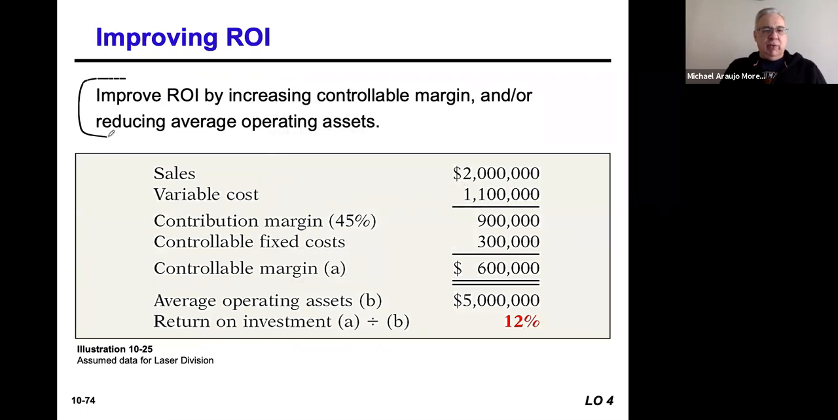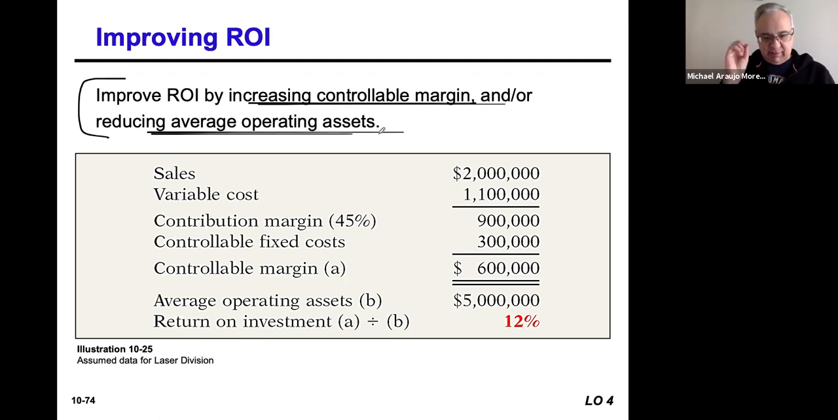So how do you improve ROI? Well, you can do it in a couple of ways, clearly. You can improve it by making your controllable margin larger. You can also improve ROI by keeping your operating assets lower. So that would also help. One of these, either higher controllable margin or a lower average operating asset, would improve your return on investment. You would know that.